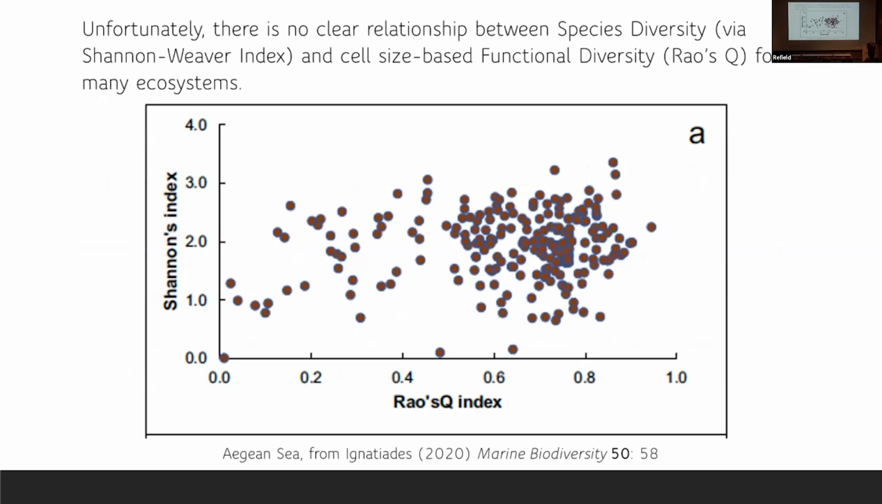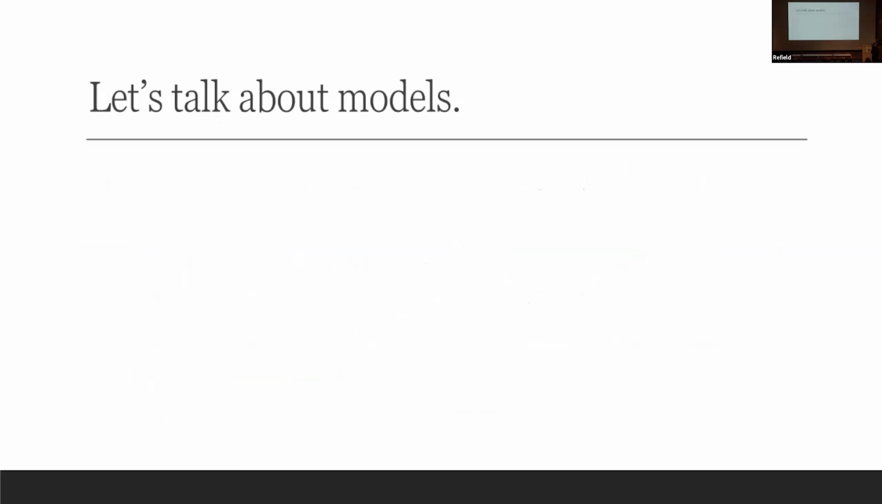The reason this is incredibly important is that, at least for the A, G, and C from this one study, there's really not always a clear relationship between species diversity, and here I mentioned she had the Shannon-Weaver index on the y-axis, and cell size-based functional diversity on the x-axis. So you can't rely on the functional diversity and the species diversity being equivalent in all ecosystems.